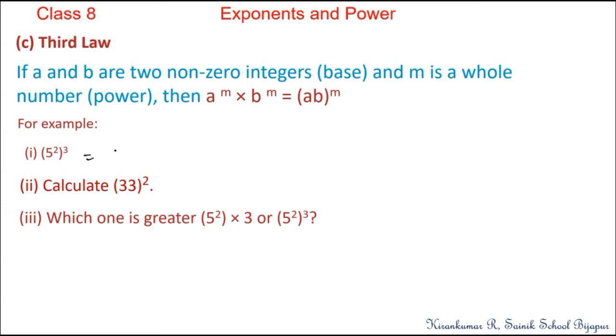Five square to the power 3 is nothing but 5 to the power 2 into 3, which is 5 to the power 6. 3 to the power of 3 whole square, actually there is a print mistake, it is 3 to the power of 3 whole square. This is 3 to the power of 6 because 3 times 2 we get as 6.